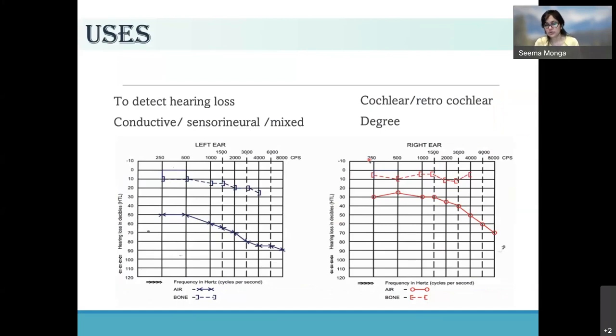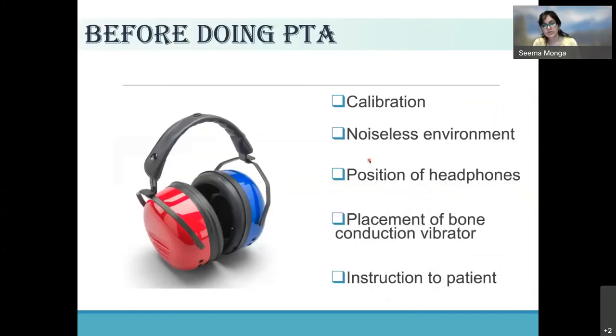So what are the uses? We all know pure tone audiometry uses. So to detect the hearing loss, to check conductive, sensorineural, mixed hearing loss, and what is the degree of hearing loss. So before doing PTA, I told you regular calibration of the audiometer should be done. It should be a noiseless environment.